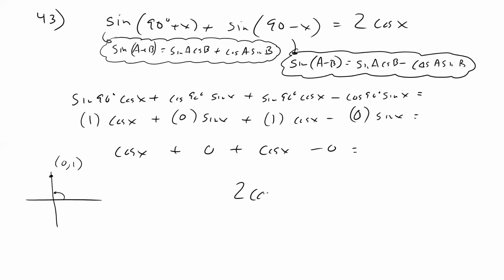This is 2 cosine of x. Let me write it correctly here. Is equal to 2 cosine of x, and we are cool like that. Okay.